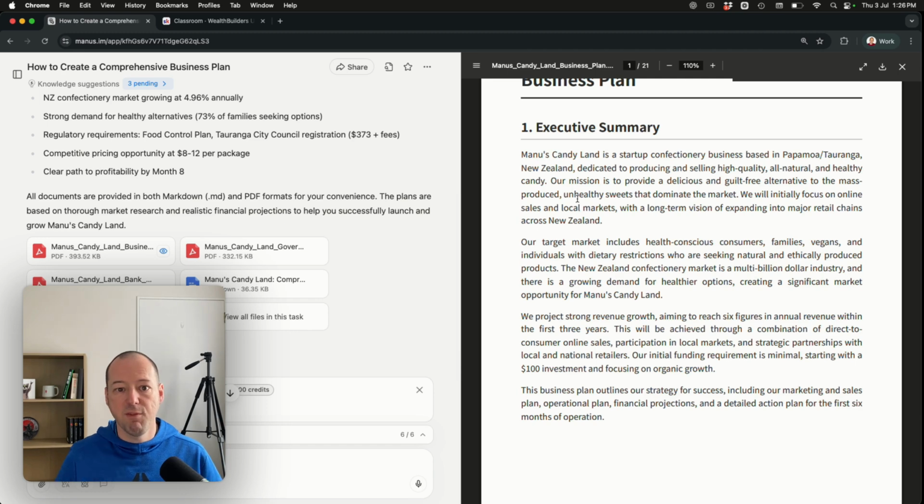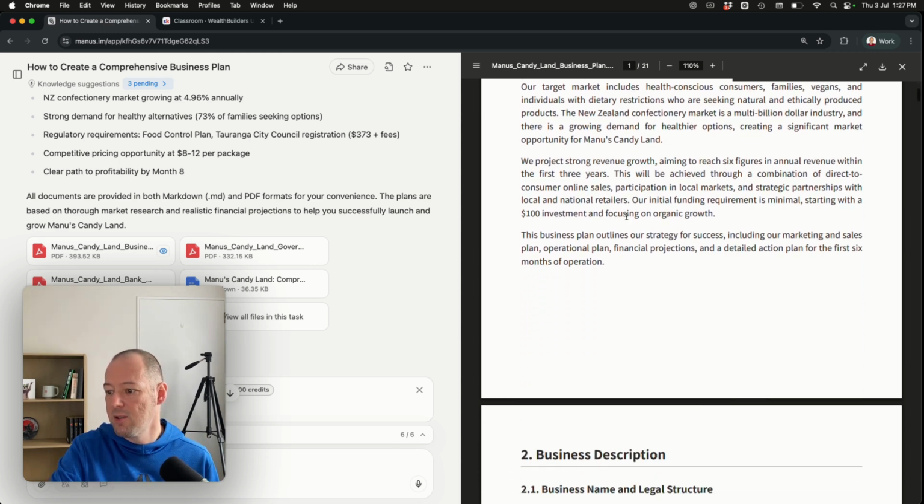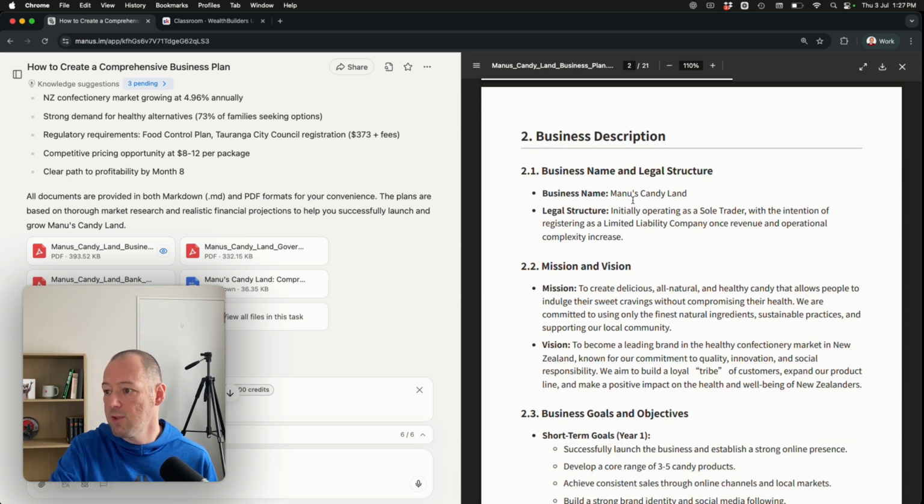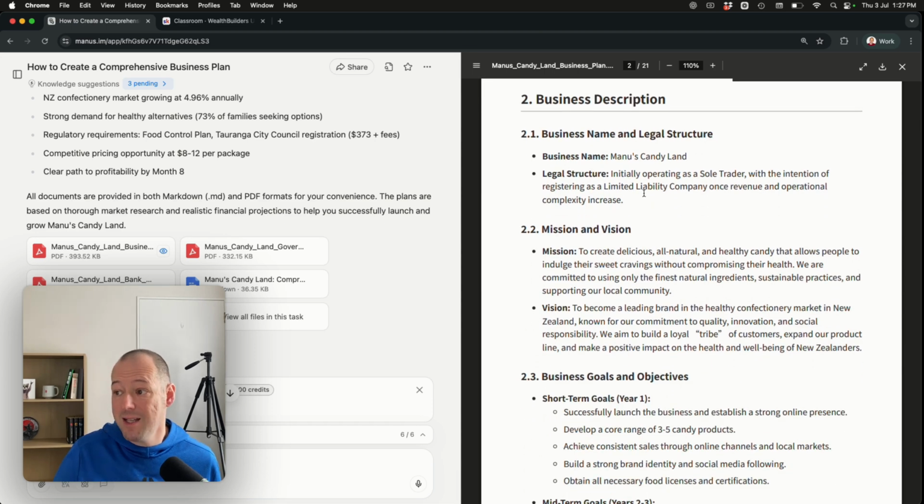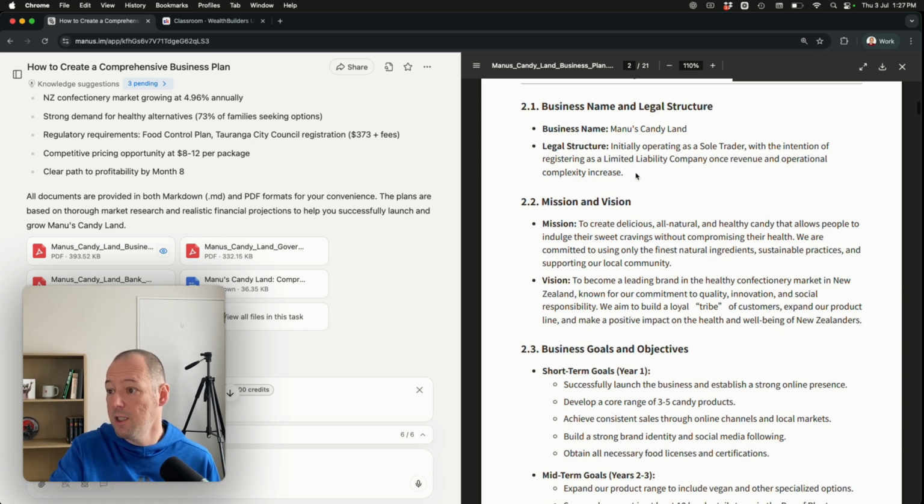I could ask, hey, give me a marketing strategy for the next 30 days, and give me the wording exactly for each day, what I can actually communicate to my audience. So this is like the business description. So Manus Candyland, the legal structure. I start as a sole trader, and then I'm gonna register as a limited liability company, which is totally good because I save costs in the beginning, but then I want to transition into a less liable legal structure. So this is really, really some good advice over here.